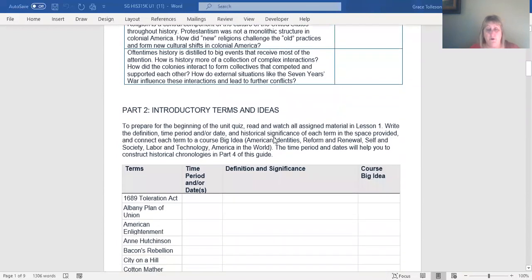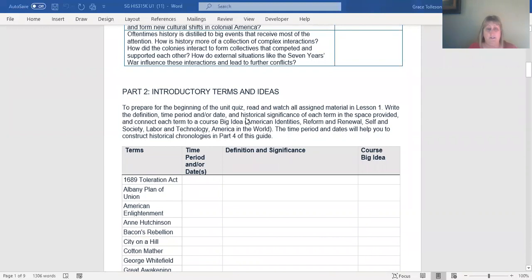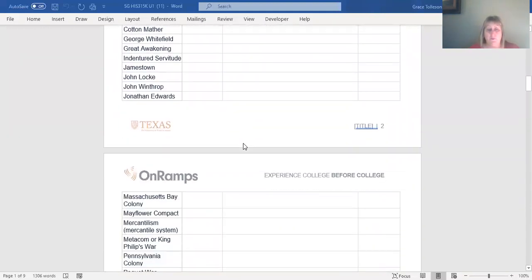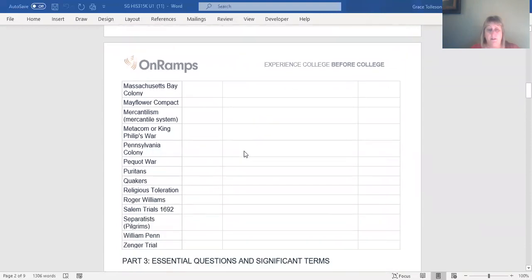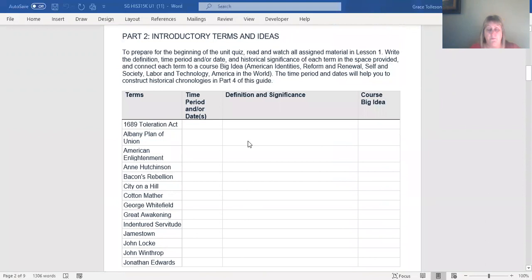Section 2 is another part that you should have completed before that first day of class. Section 2 is a list of important terms, people, events that they have provided this list for you. Okay. Of course, you need to put the time period and the date here. Dates are important to help you put things in a chronological order and understand the context of when things happen. And then over here, your definition and the significance. So what you should be doing is maybe writing 2 sentences.